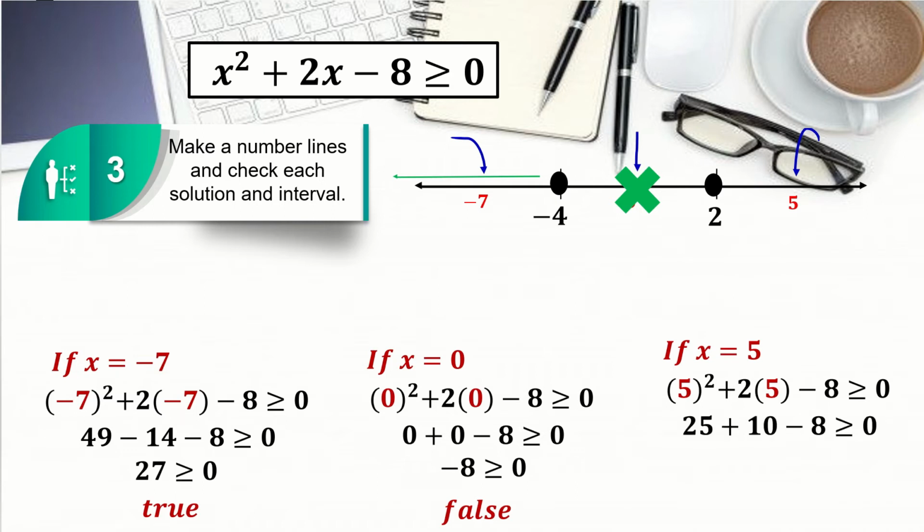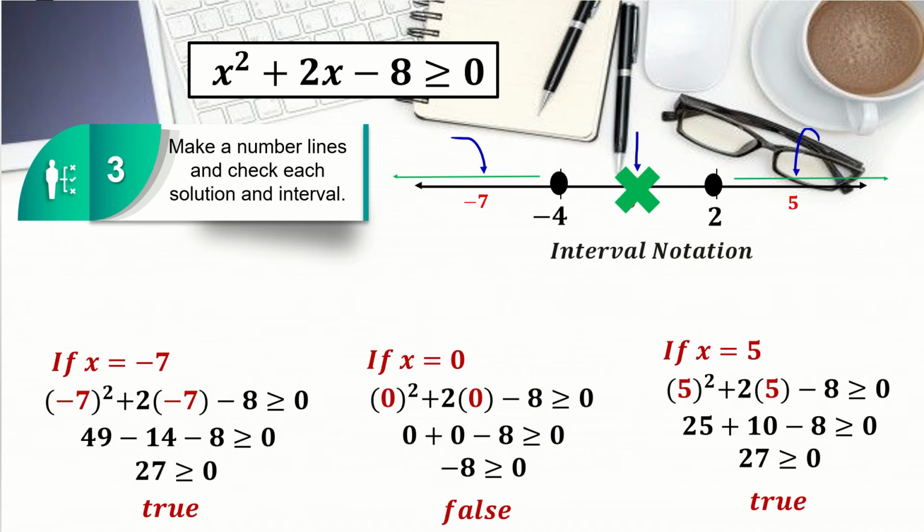5 squared, that is 25. 2 times 5, that is 10. So 25 plus 10 minus 8 is greater than or equal to 0. So we'll have 27 is greater than or equal to 0. So that means that is true. So from 2 going to positive infinity, all the solutions there are true.